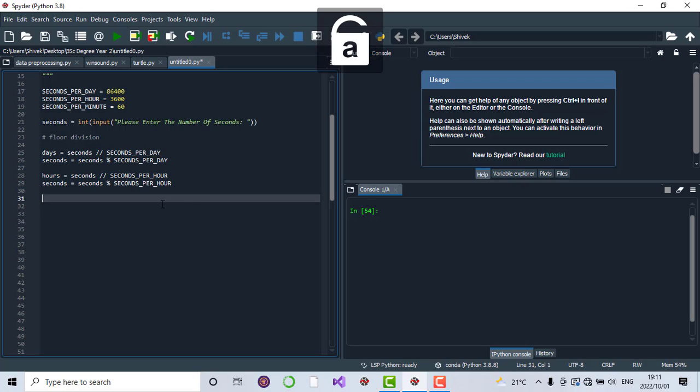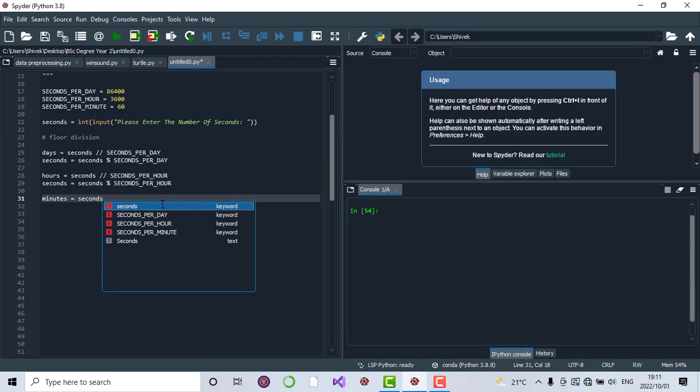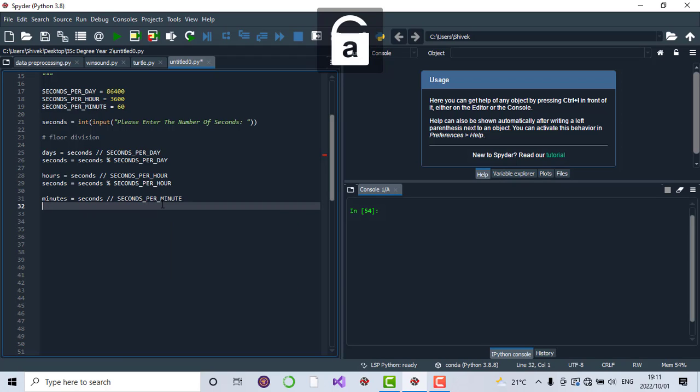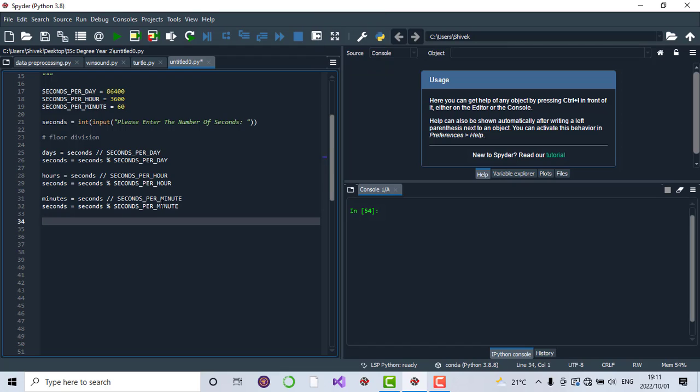And now, as you may have guessed, we'll do it one last time for the minutes. Seconds, I spelled that right, yes. And we'll do a floor division for seconds per minute. That's good. And again, seconds is equal to seconds modulo or mod, and we'll do a seconds per minute. That's good.